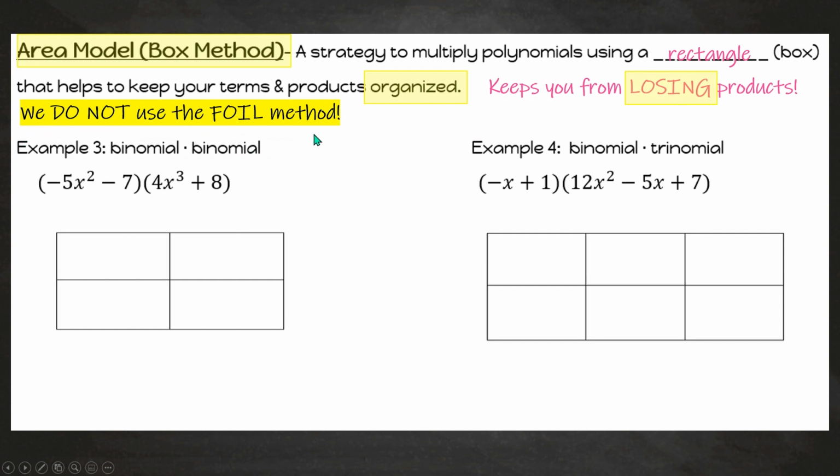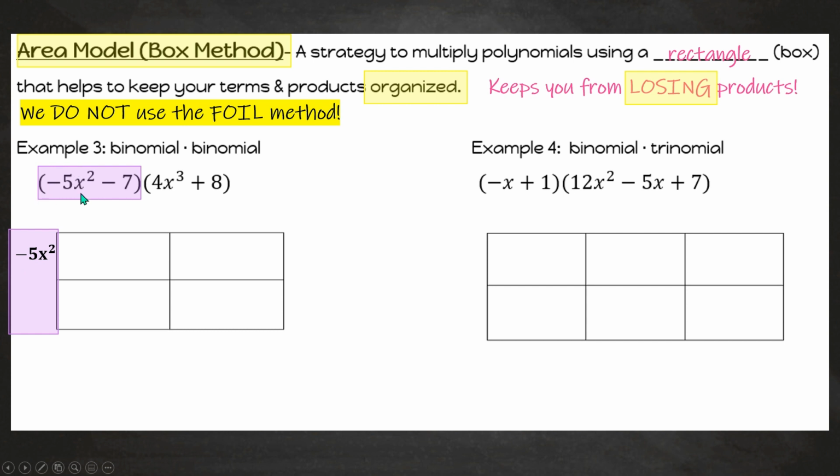We do not use the FOIL method. In the state of Florida, actually in our benchmarks, it says do not use or teach the FOIL method to teach this benchmark. So we don't like to use it anyway, so we're not going to.